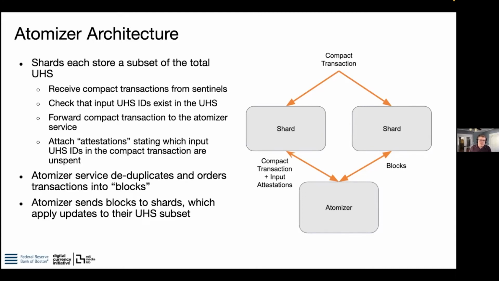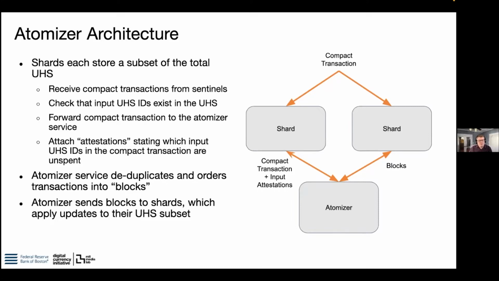And then in the final layer, there's a component called an atomizer. The atomizer's job is the last main step of settling transactions in a blockchain system, which is actually ordering the transactions, including them in blocks, and then making the blocks durable and sending them out to the participants to apply the effects of those blocks.